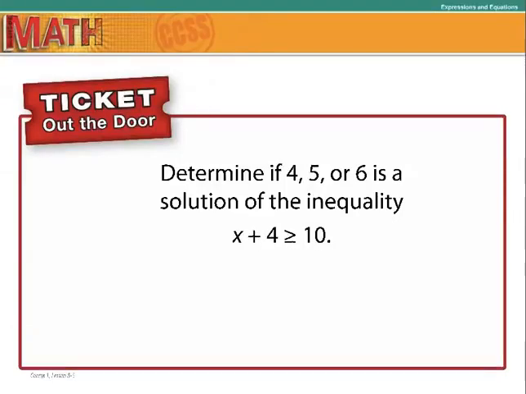Okay, here's your ticket out the door. Determine if 4, 5, or 6 is a solution of the inequality. And once you've done that, I'd like you to write a summary and, of course, a question. And again, if you don't have a question about how to do the assignment, then you should write a question that is a word problem regarding the assignment so that I can know that you know how to get this done.